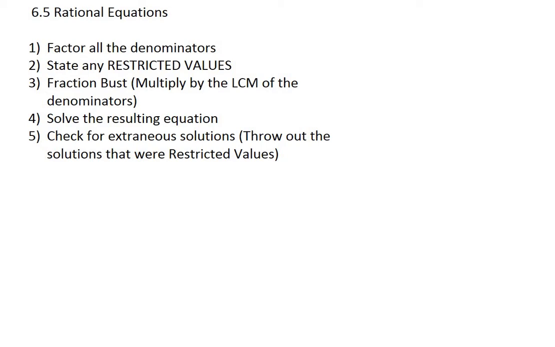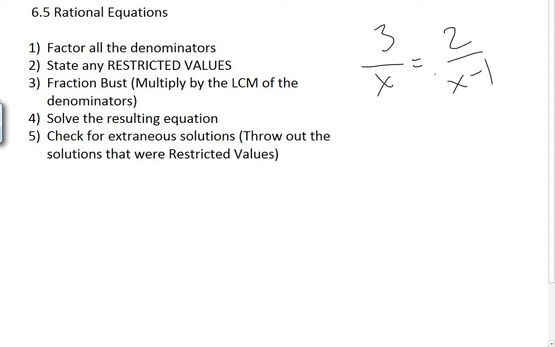Hey guys, I want to go over how to solve rational equations. That's chapter 6.5. Really, all that rational equations are is equations with rational expressions in them, and usually they have variables in the denominator. So remember that if I had something like 3 over x equal to 2 over x minus 1, this is a perfect example of a rational equation. But remember that the denominators of either of these fractions can't be zero.